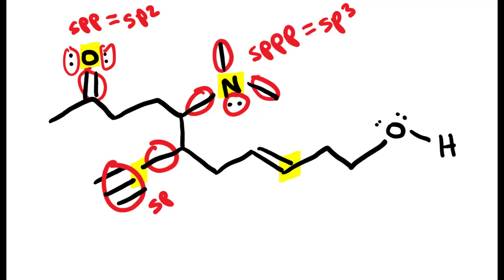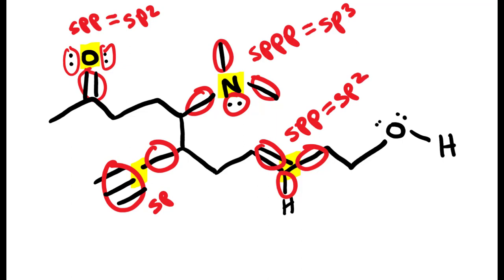This carbon has a double bond, it's got a single bond, and then don't forget that it's also got a hydrogen right here. Remember, we don't show hydrogens that are attached to carbons, but they're still there. So if we include that single bond here, we know that this carbon is going to be SPP, which corresponds with SP2. Let's try one more example.